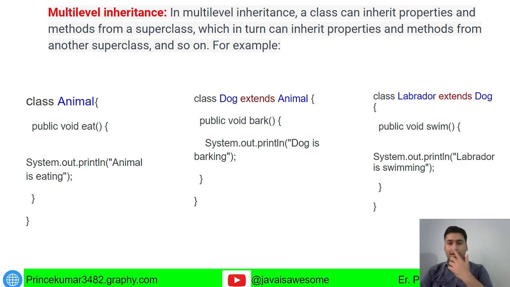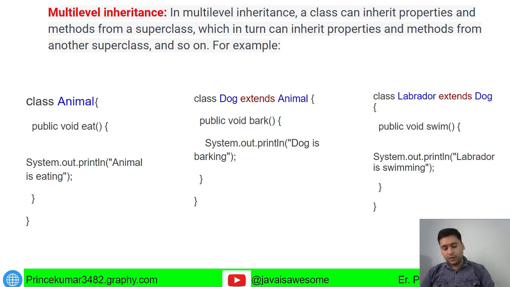This class has all those properties, because Labrador extends dog and dog extends animal. Whatever properties dog has, or the dog's father has, or animal has, will come by default to the whole hierarchy. And Labrador has a swim method, and you can see here this class is able to access this method also, and this method also. This is the thing you need to understand.